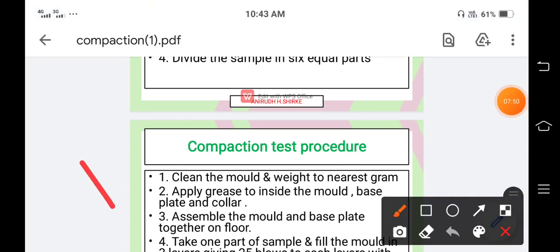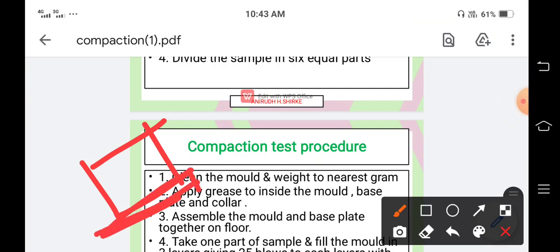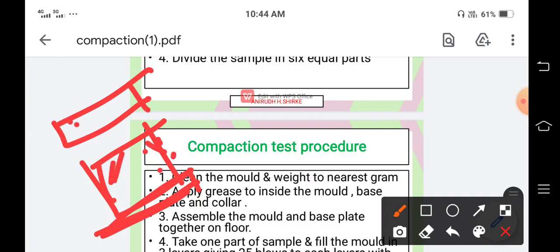This is our mould. First of all, clean this mould and the base. Similarly clean the collar, the mould and the collar. Then apply some grease or oil inside the mould. This mould is placed on the floor.